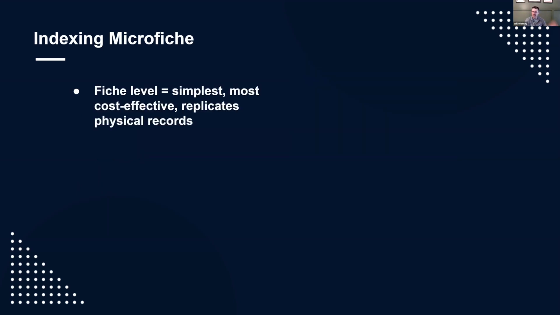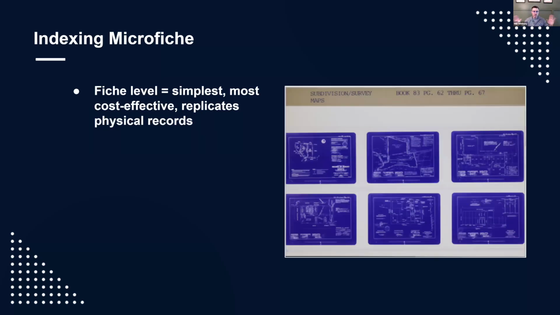Microfiche is similar to film in that the base level is just the physical unit. So the title strip. That's the most common way to index microfiche. That's how you use it now. You just capture the information on that title strip. And it replicates how you look for it now also.